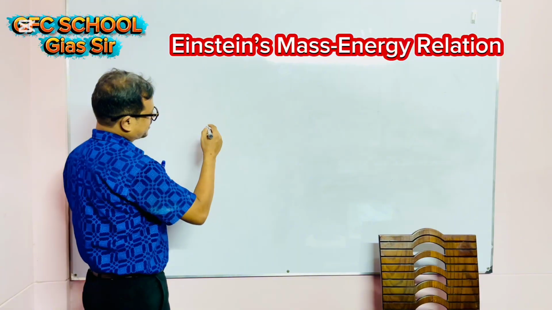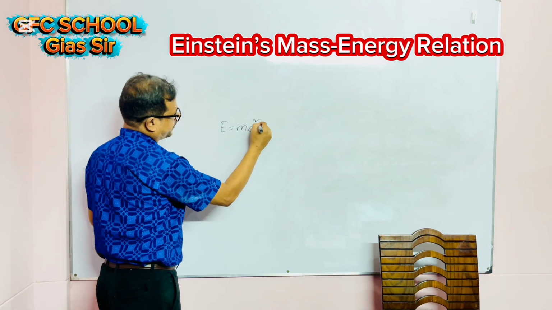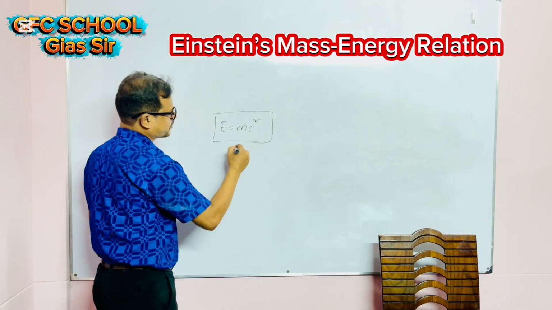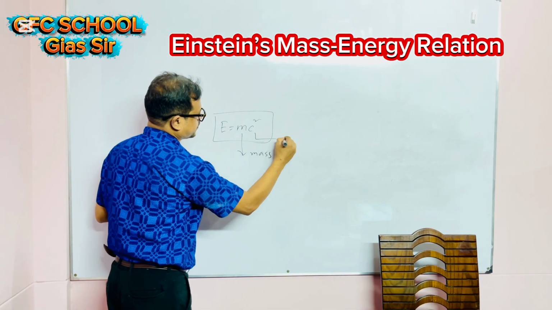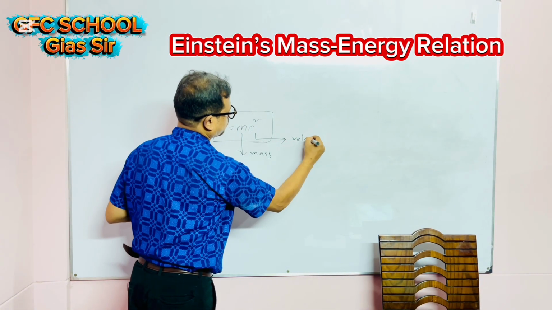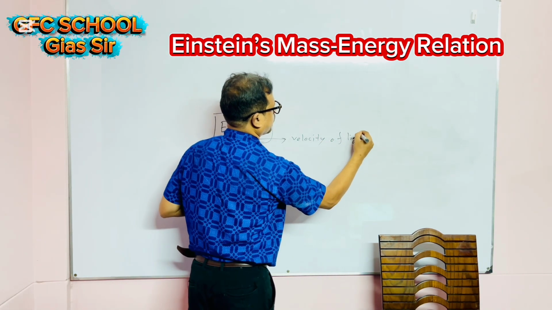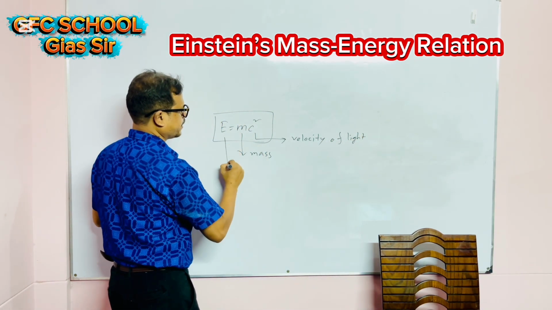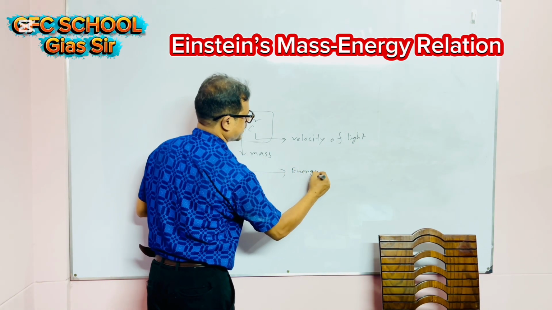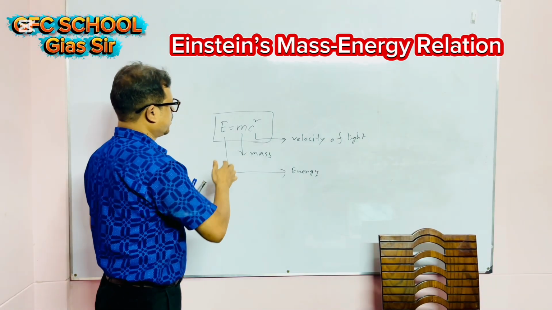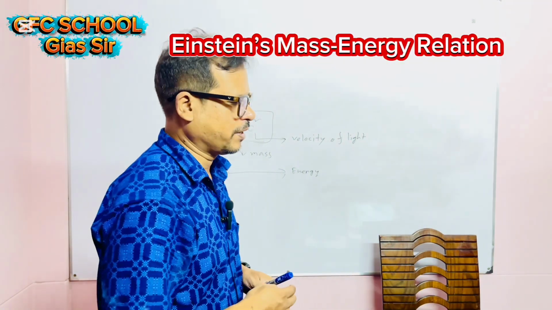Today we will discuss E equal to MC squared. Guys, we have to put this. And here, M is mass, C is the velocity of light, and E here is the total energy. So from this equation we could see mass, energy, and the velocity of light.